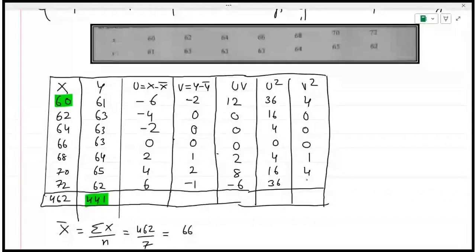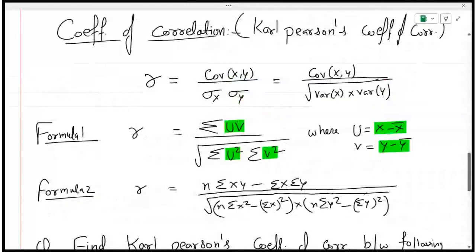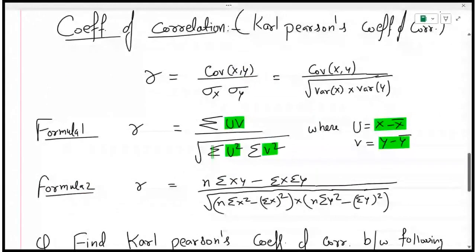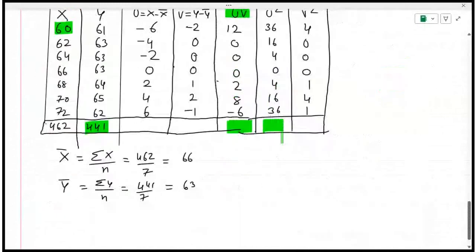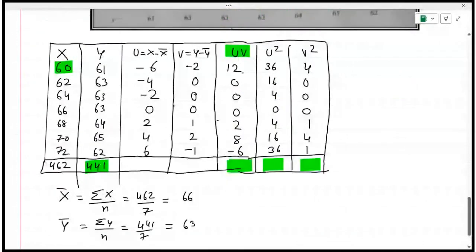Now in the formula, we need the sum of uv. So here we will find the sum of uv. We also need the sum of u square, and we also need the sum of v square. So 12 plus 2, 14, 14 plus 8, 22, 22 minus 6. So 22 minus 6 is 16.